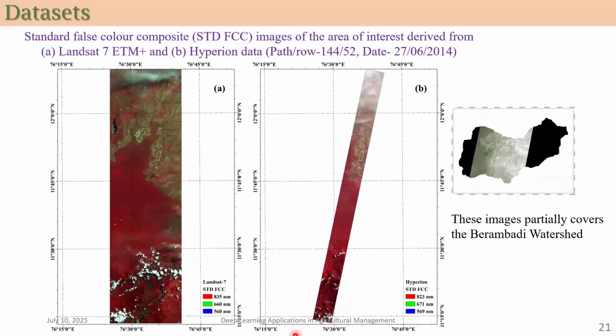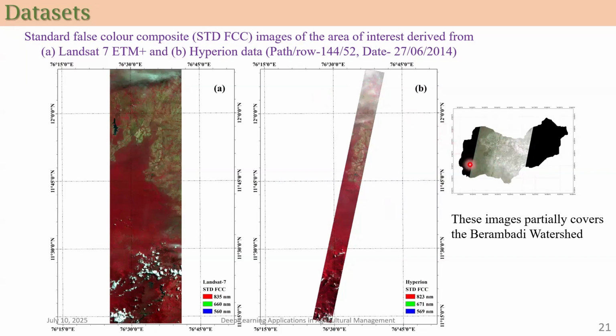What you are seeing is a Hyperion image here, okay? And this image has 170 spectral bands, but I used 3 of them to prepare what we call a standard false color composite, okay? And in the standard false color composite, whatever you see in red color is healthy vegetation. Okay? And for that, this is Landsat ETM data covering this region.